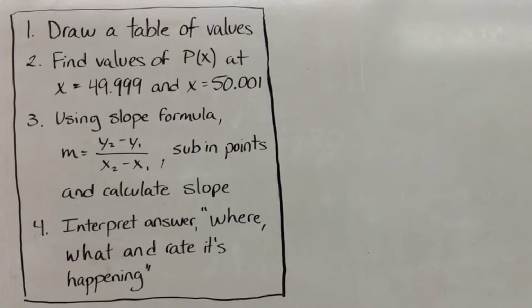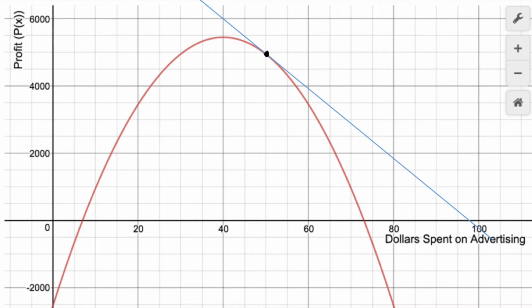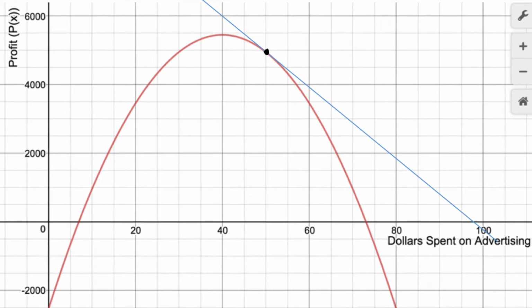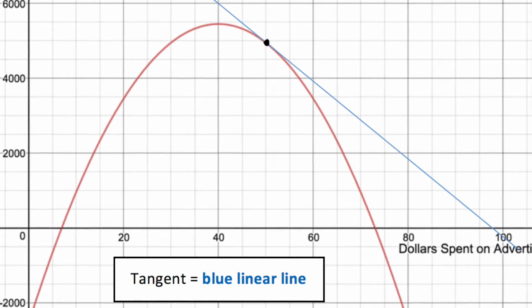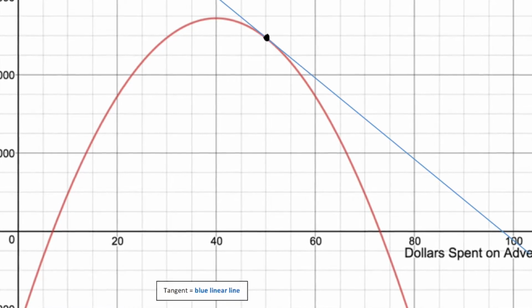To do so, we must find 2 points that are very close to x at 50, such as when x equals 49.999 and 50.001. Then using these 2 points, we can find the slope of the tangent to get an approximate rate of change when x equals 50. Here's what the tangent looks like on the graph.